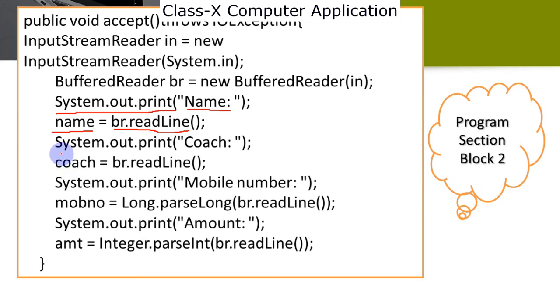When you use this br.readLine, the compiler will start accepting the information. Second one, again System.out.print coach. Once coach is printed, the coach has to be accepted, that is first AC, second AC, third AC or sleeper. To do that, br.readLine is used. We use the same syntax because both belong to String, and br.readLine is the syntax used to accept the information. Here in this first part, name was initialized. In the second block, coach was initialized. The next one is the mobile number.